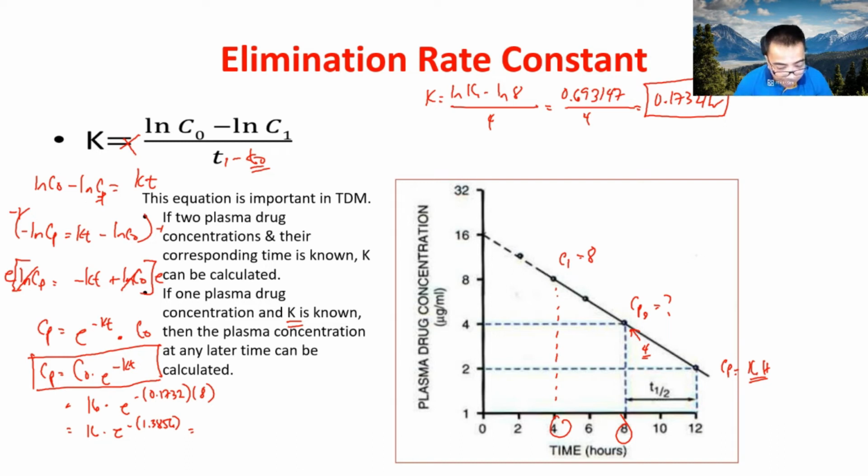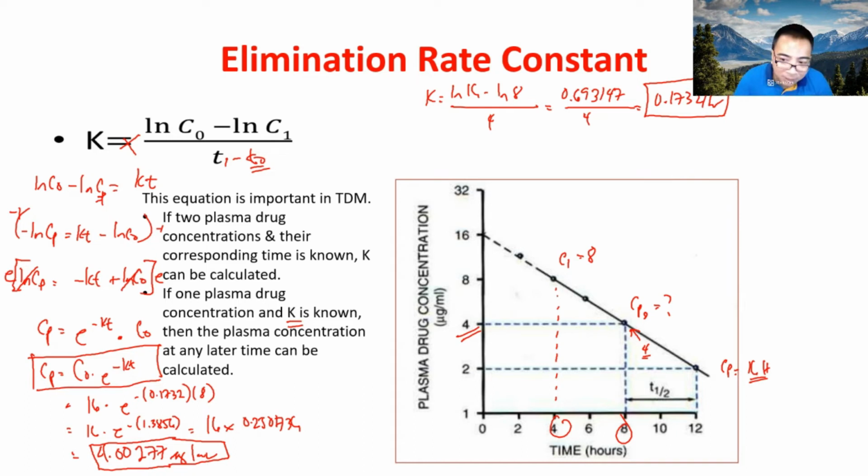1.3856. And what comes out is 16 times 0.2501736. So, times 16, we get 4.00277. That's microgram per ml. Okay, so did we get the same number? Oh, yes, we did. Pretty much we got the same value here, right?